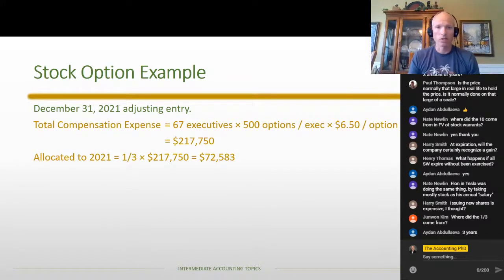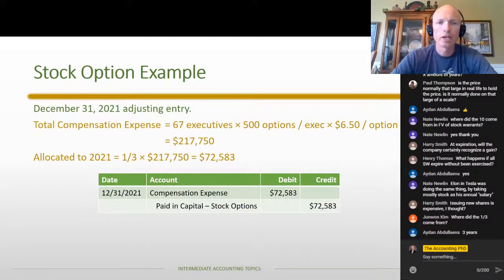Well, how much should we allocate to 2021? Just like we had previously done, we always allocate 1 over the vesting period. So in this case, we allocate 1/3 to 2021 for a total of $72,583. And of course, the journal entry is a debit to compensation expense for $72,583 and a credit to paid-in capital stock options for $72,583. Again, this is the adjusting entry at the end of 2021 to record the compensation expense for the remaining 67 employees.